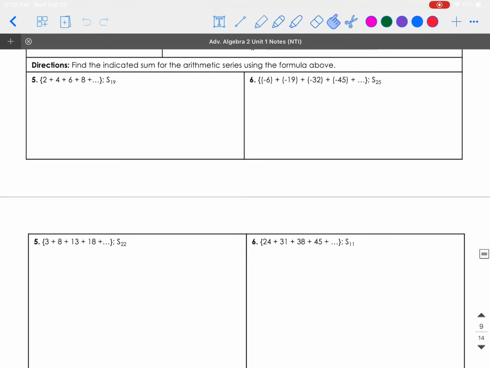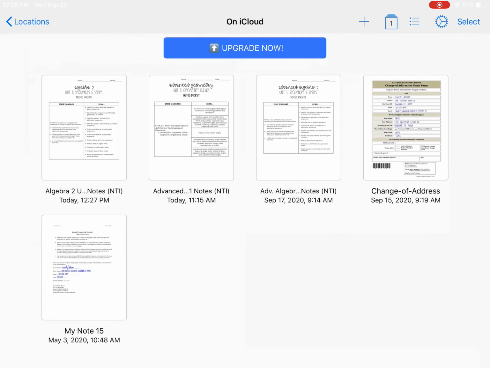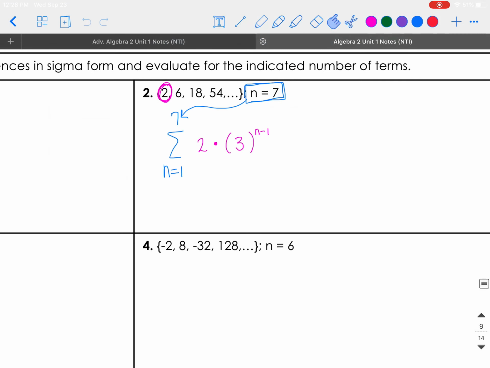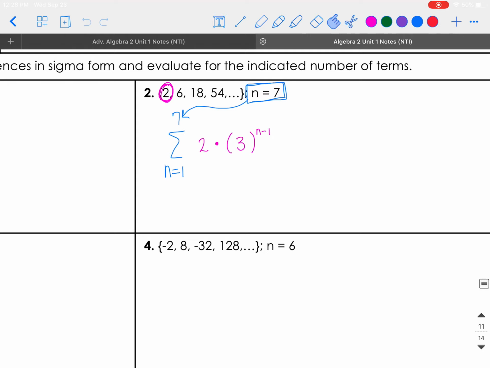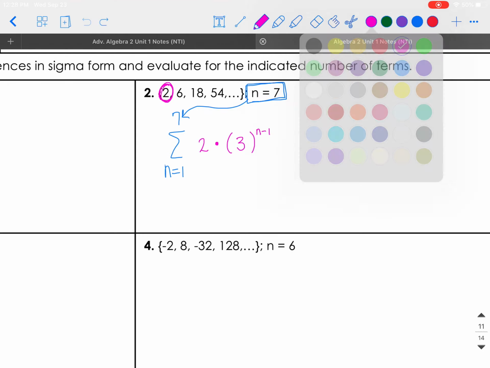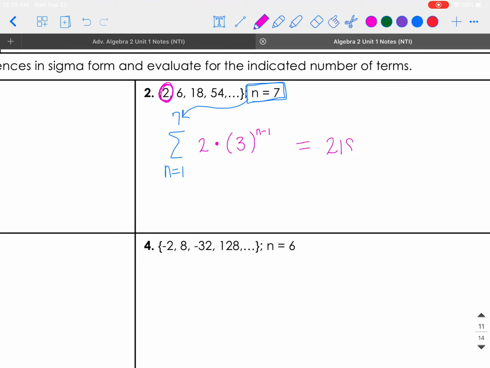Forgot where I was. Nope. There we go. 2,186.